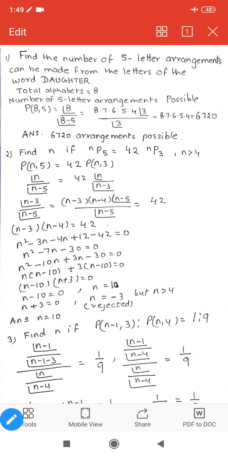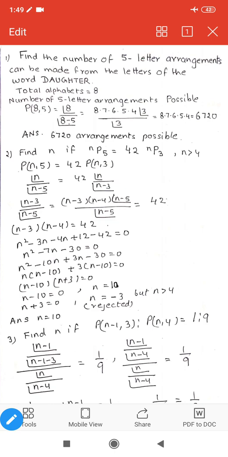Good morning, everyone. We are going to start with permutations. Find the number of 5-letter arrangements that can be made from letters of the word daughter. Now, total alphabets are 8. Number of 5-letter arrangements possible are P(8,5).